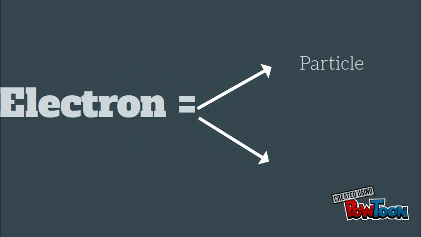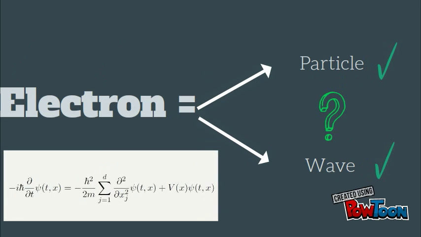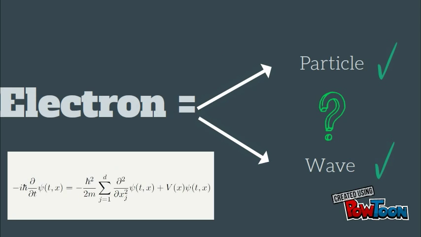Scientists were confused how an electron could be a particle and a wave, but as it turns out it was both, and Erwin Schrödinger's equation for quantum mechanics proved that an electron can be a particle and a wave.